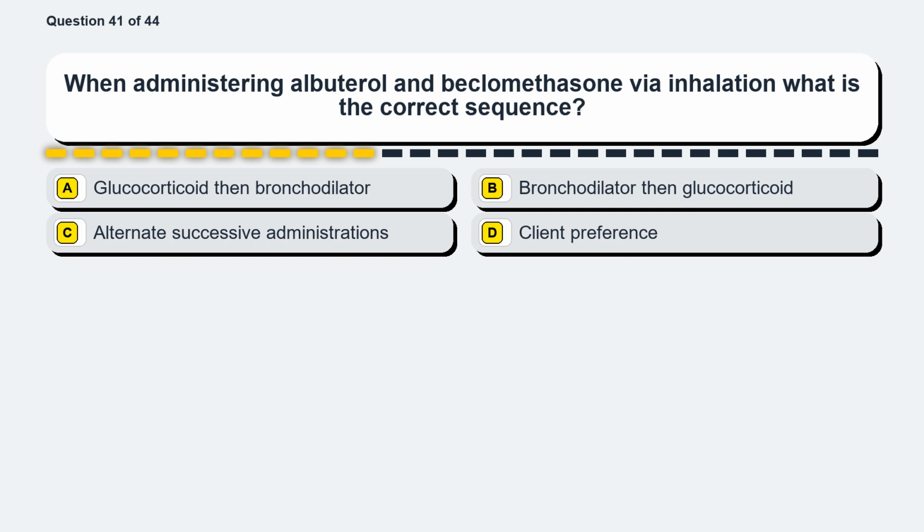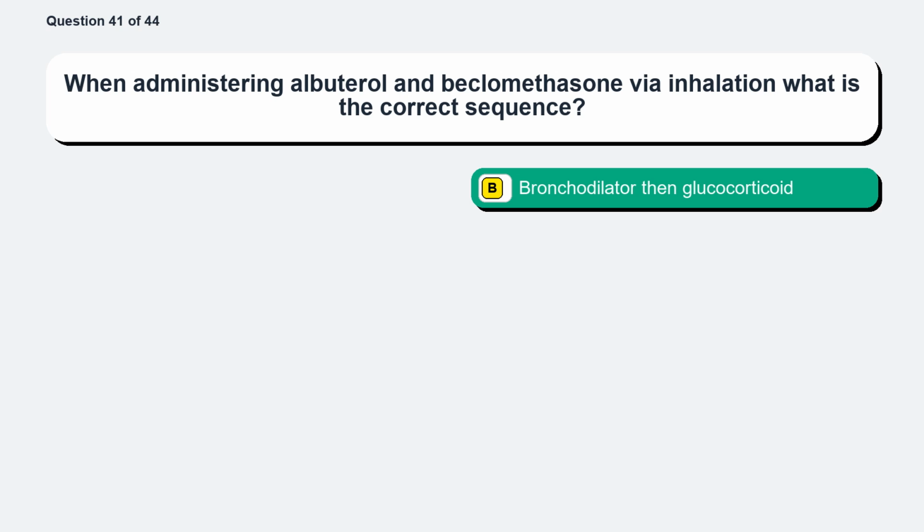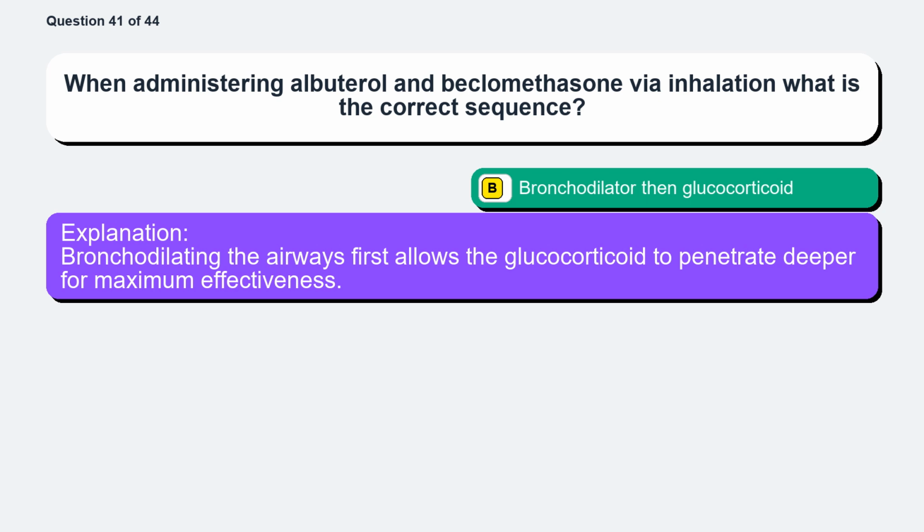Option A, glucocorticoid then bronchodilator. Option B, a bronchodilator then glucocorticoid. Option C, alternate successive administrations. Option D, client preference. The correct answer is option B, bronchodilator then glucocorticoid. Bronchodilating the airways first allows the glucocorticoid to penetrate deeper for maximum effectiveness.